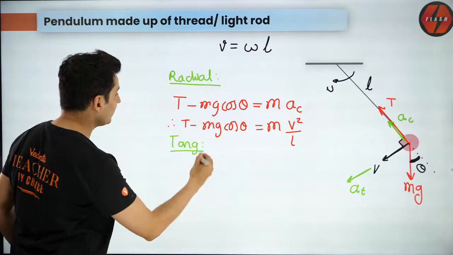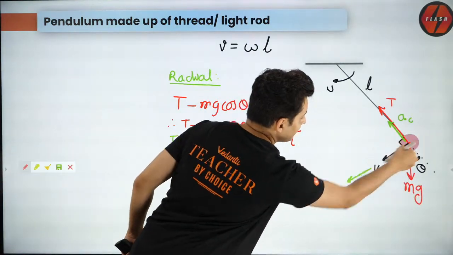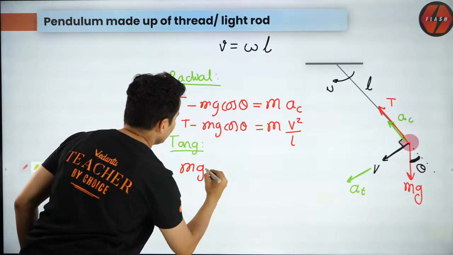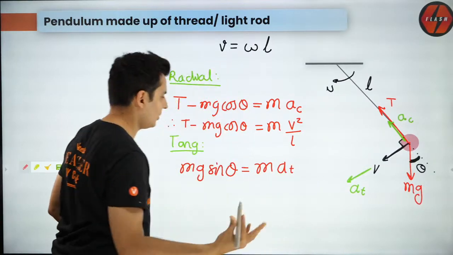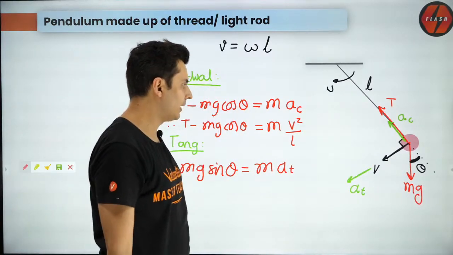Similarly, in the tangential direction, I think only mg sine theta is there. So mg sine theta will be m into AT. That's all. That's how your equations will look like.